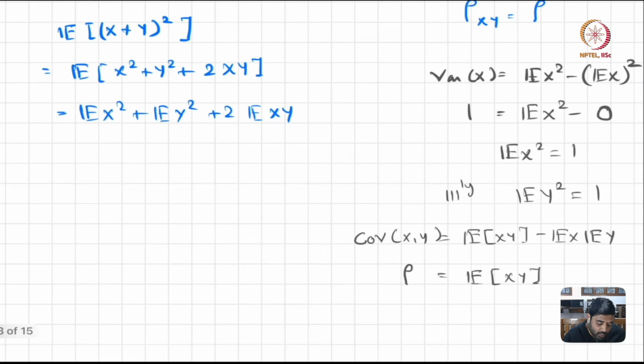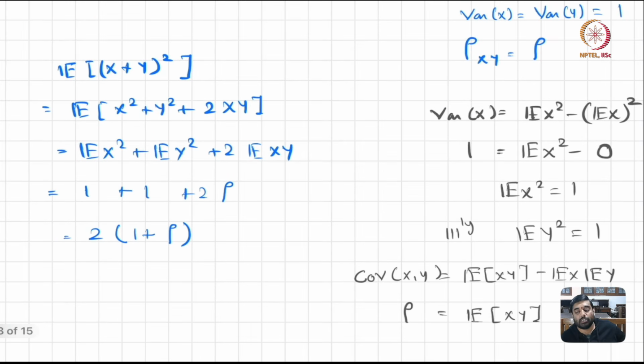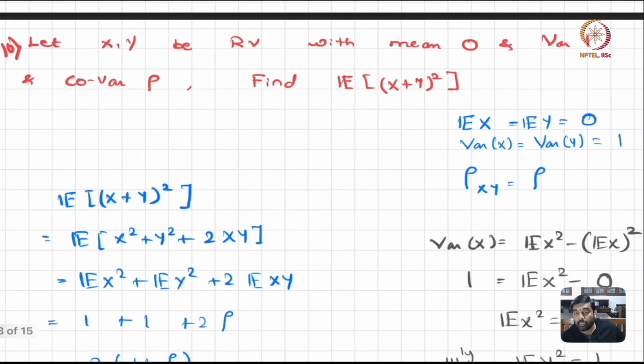Now I can substitute them. Expectation of x square is 1, plus y square is 1, plus 2 into rho. This is 2 into 1 plus rho. This is the expectation of x plus y whole square. See here, I did not know the support of the random variables. I did not even know their densities or mass functions for that matter. I'm not even assuming that they are continuous or discrete in any way, and I don't have the information that they are IID. If you had IID, you would have got something else, but none of that was happening.